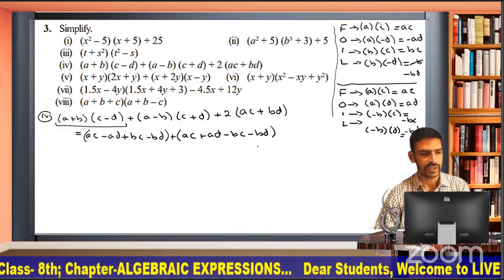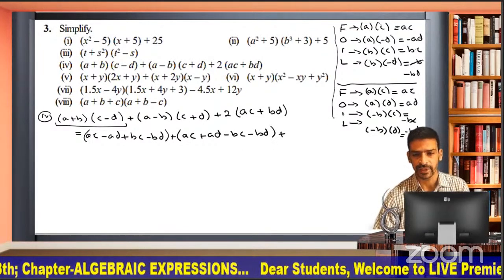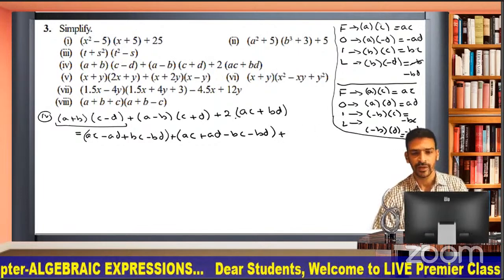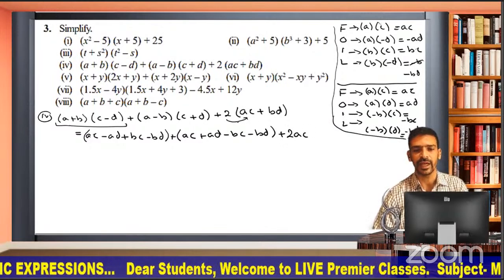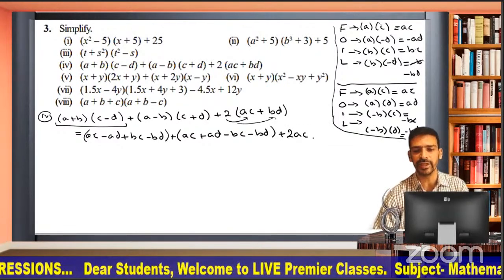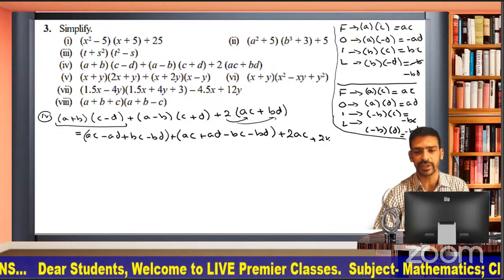And ultimately I have plus here. ठीक है, मैं इसको क्लोज करता हूँ. 2 multiplied by AC, it turns out to be 2AC. And 2 multiplied by BD, that is 2BD.